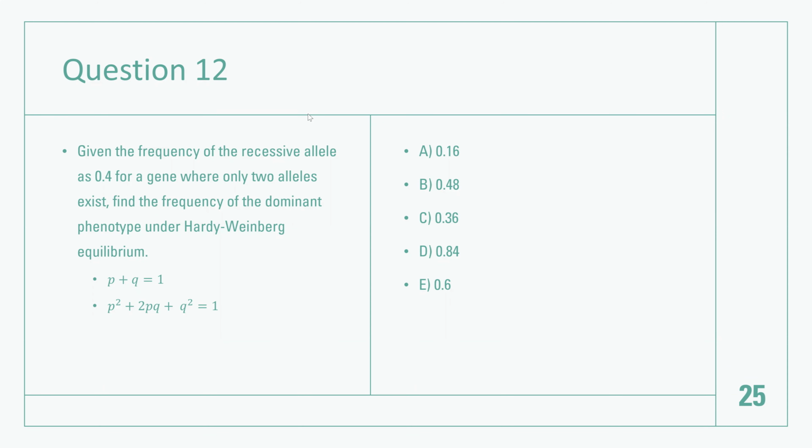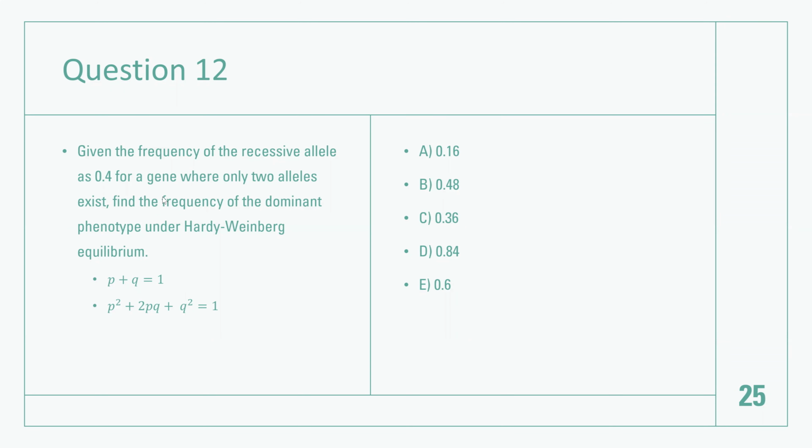All right, so the answer to this question is D, but I will work through this with you guys together to make sure that we all understand it. So the first step here is to understand that the frequency of the recessive allele is the number that represents Q. So since we know P plus Q equals 1, we know that P equals 0.6.